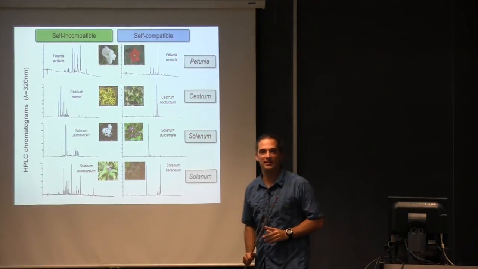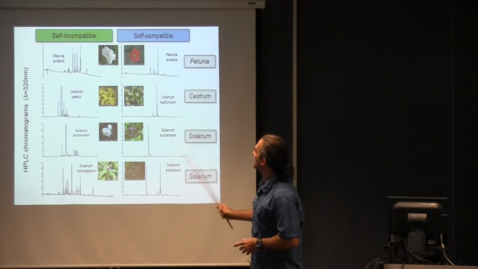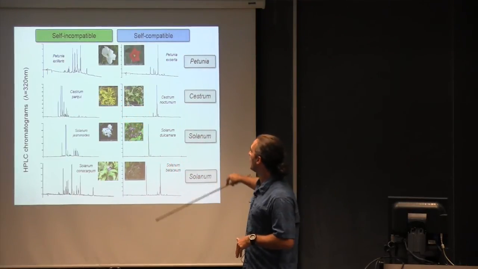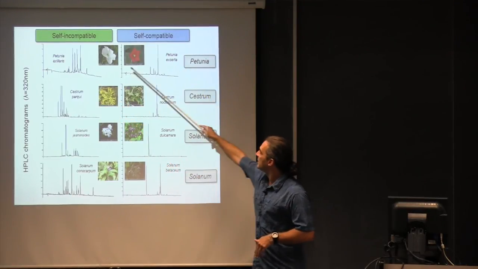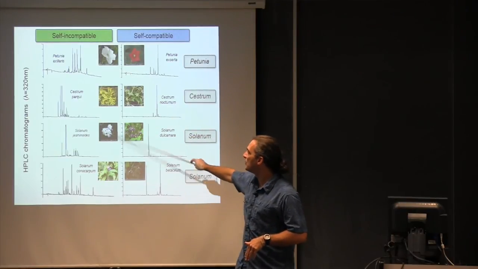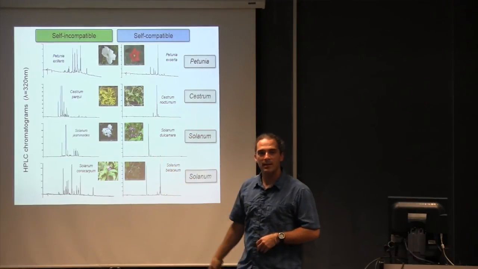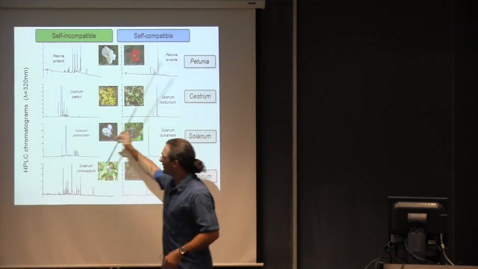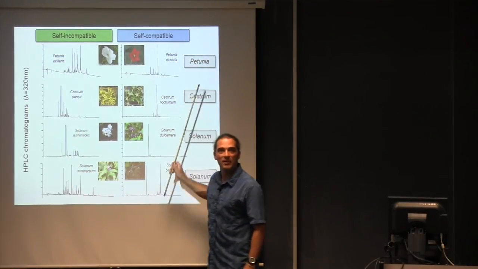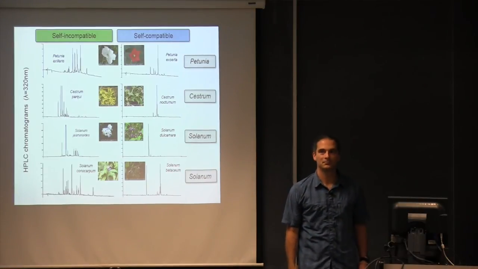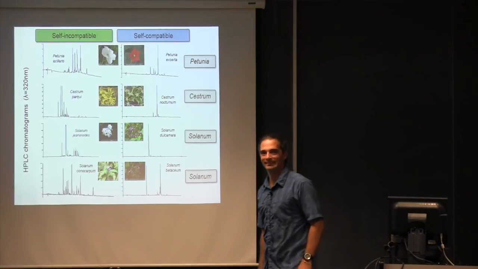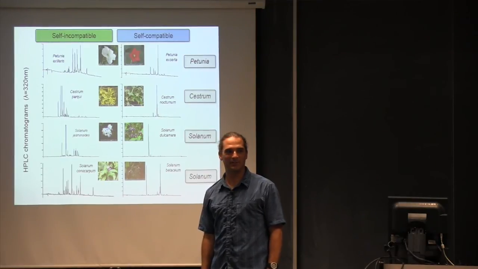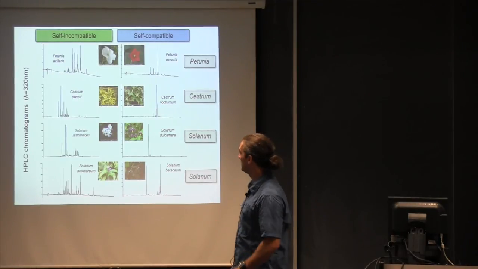And this was a big surprise to me too. If you just look at this, these are pairings that are actually in those comparisons. So four independent pairings in the Petunia genus and the Cestrum genus and two in the Solanum, but there are two different clades within Solanum, independent clades. Here are the self-incompatible ones and here are the self-compatible ones. What is the difference? What do you think? Do you see a difference? In general, just blur your eyes a little bit.